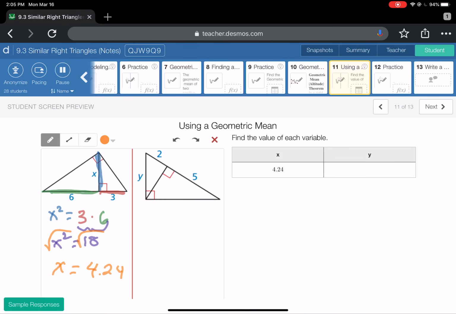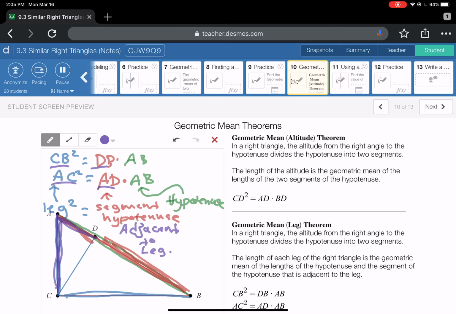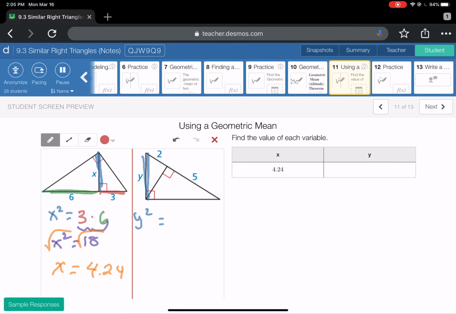So here we have the leg that we're looking for, and we have a value for that leg now. So y squared is equal to, now let's go back and see what we're multiplying. We're taking our leg, equating that to the segment of the hypotenuse that is adjacent to that leg. Let's come back here. We have two segments: the segment that measures 2 and the segment that measures 5. Which one is adjacent to our leg y? That would be 2. So we're going to use 2.